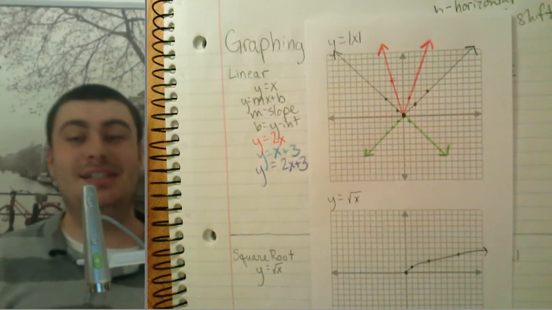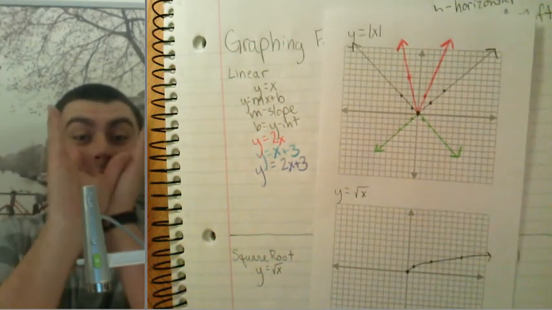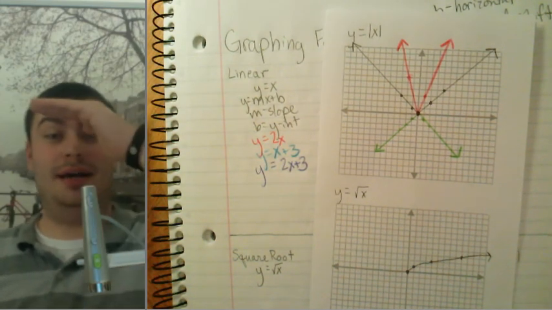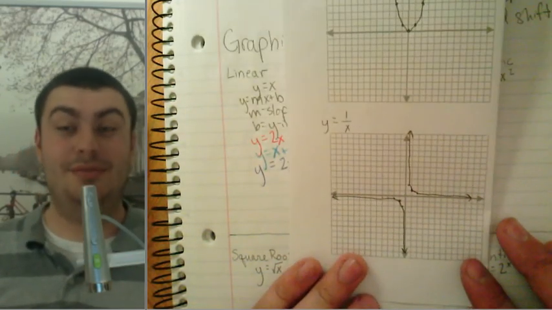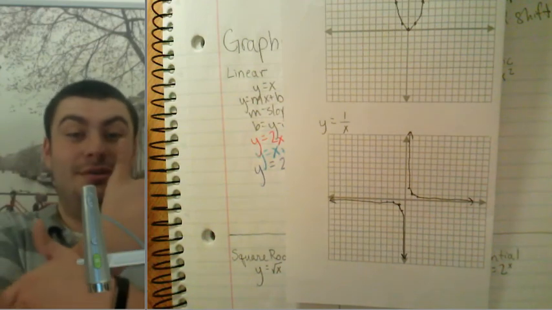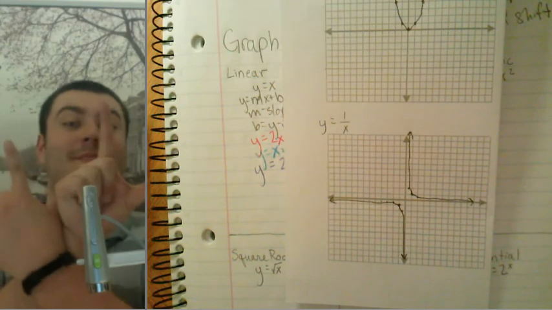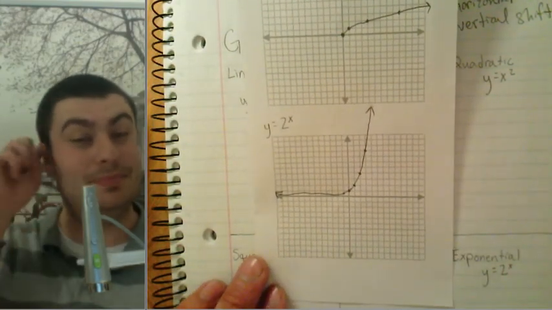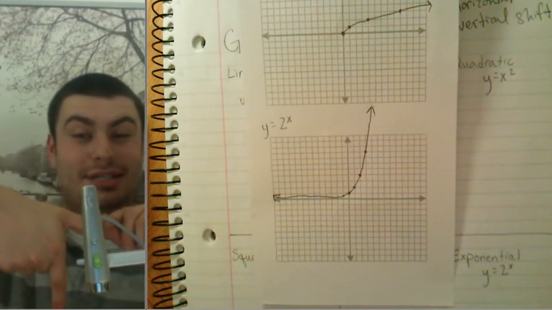So if we have a negative, that's going to flip it in the opposite direction. A parabola would open down, a square root would turn under, a rational equation, if it looked like this, would flip the sides that it's at, and an exponential function would flip down, just like that.